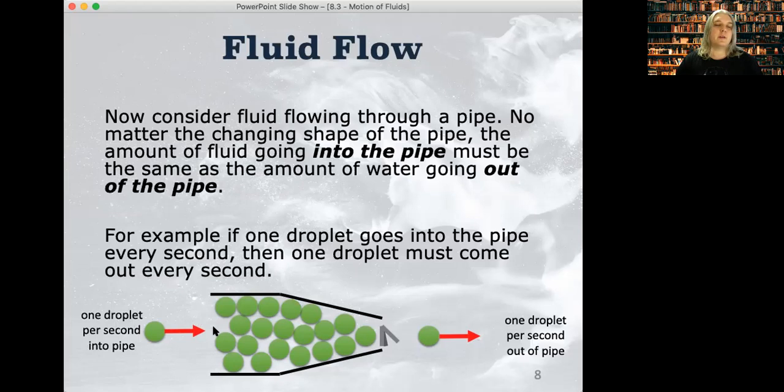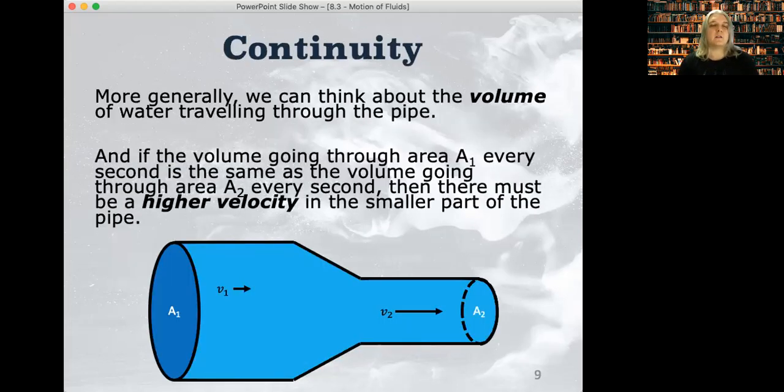However many we put into the left-hand side of this pipe, we must have the same number coming out the right-hand side of the pipe. Right? So that's just the idea of this continuity of fluid flow. However much is going in must be how much is coming out because it's full. We can't pack any more in there. So if we want to put another one in, it pushes one out the other end. And that's the idea that we want to really get stuck into.